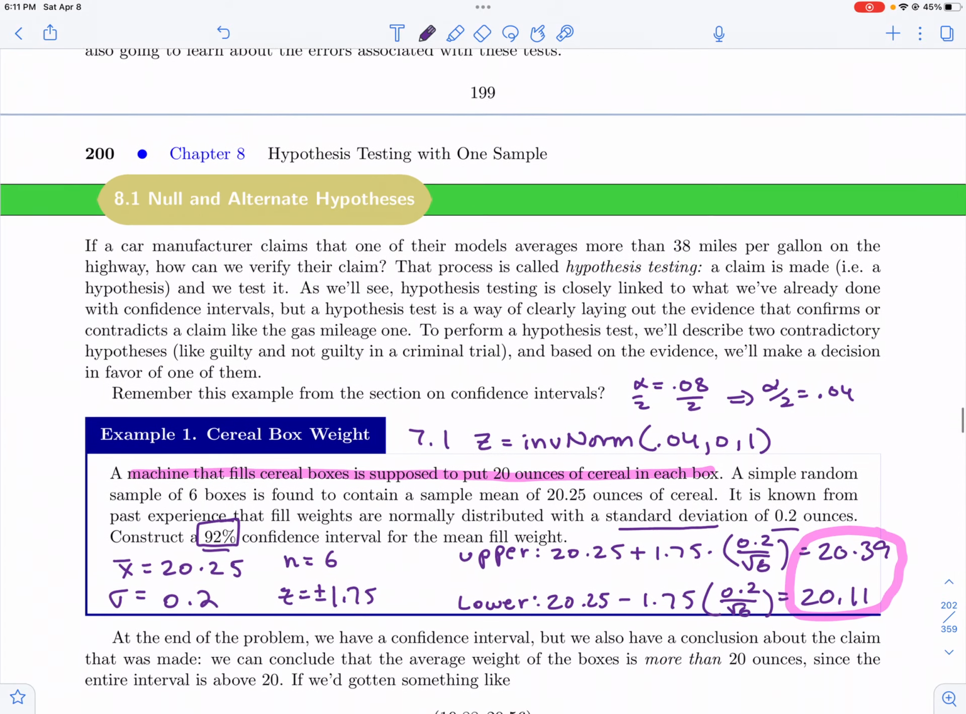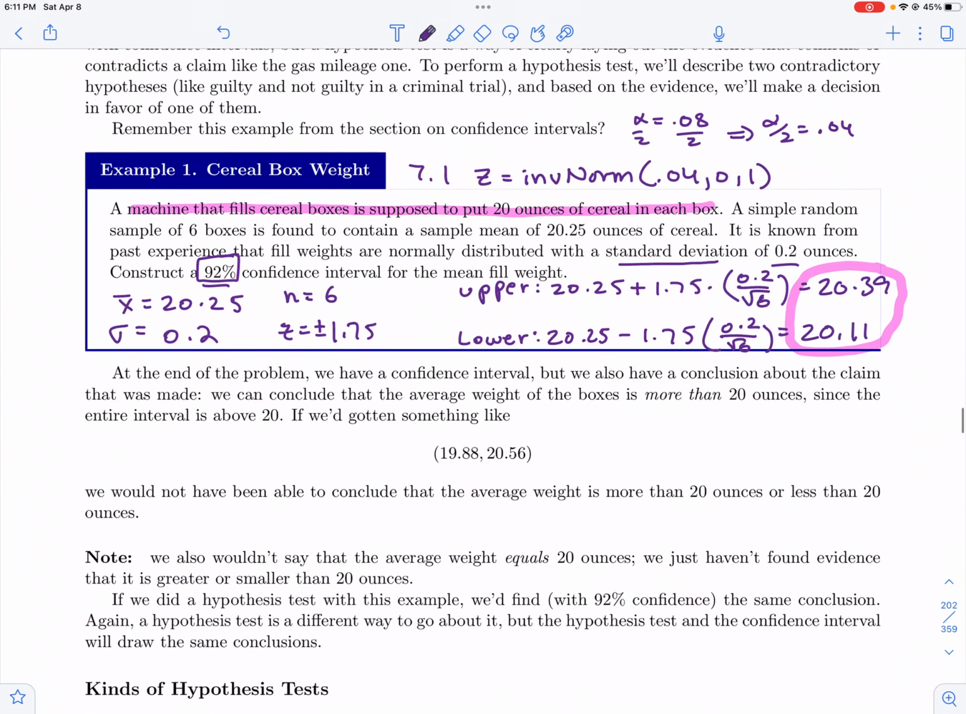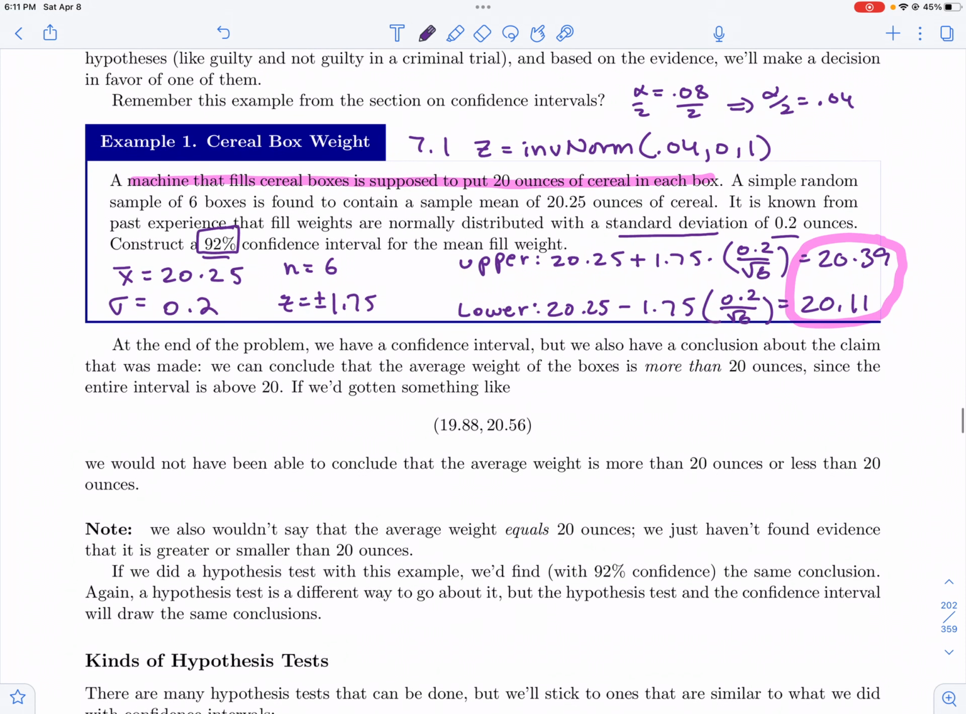Just to remind you a little bit about what we did in Chapter 7, I'm using a little example here about a machine that made cereal boxes that put 20 ounces of cereal in each box. I went ahead and set up our confidence interval. A question they may have asked is, does it seem that the machine is putting at least 20 ounces of cereal in each box?